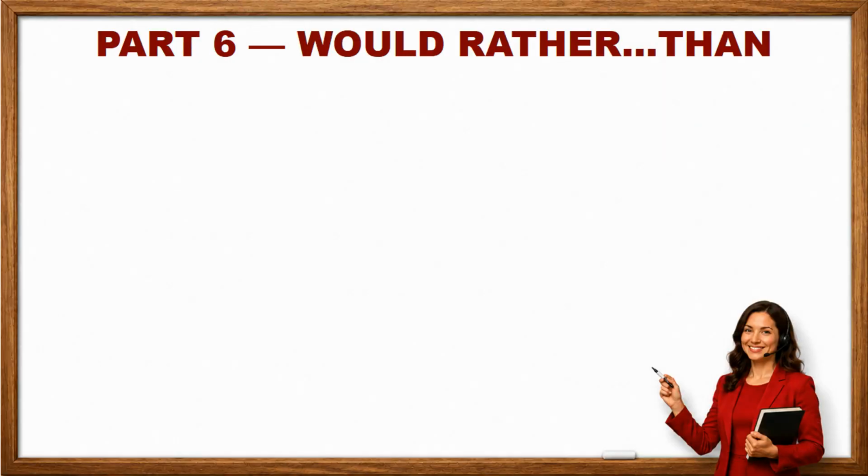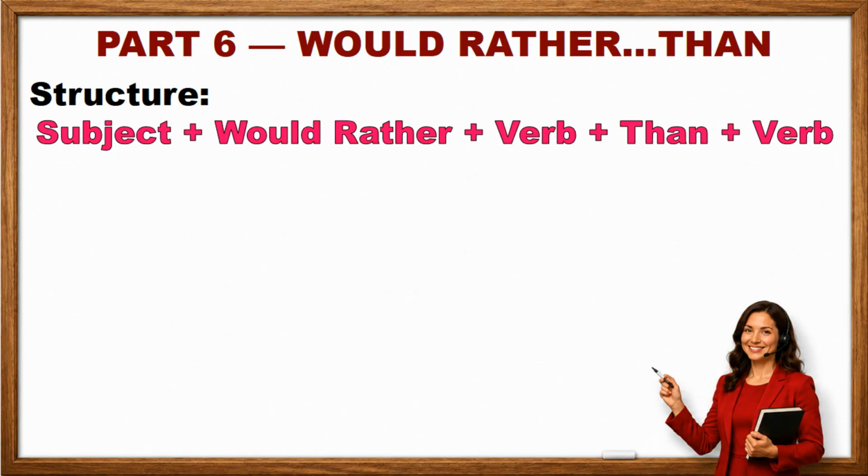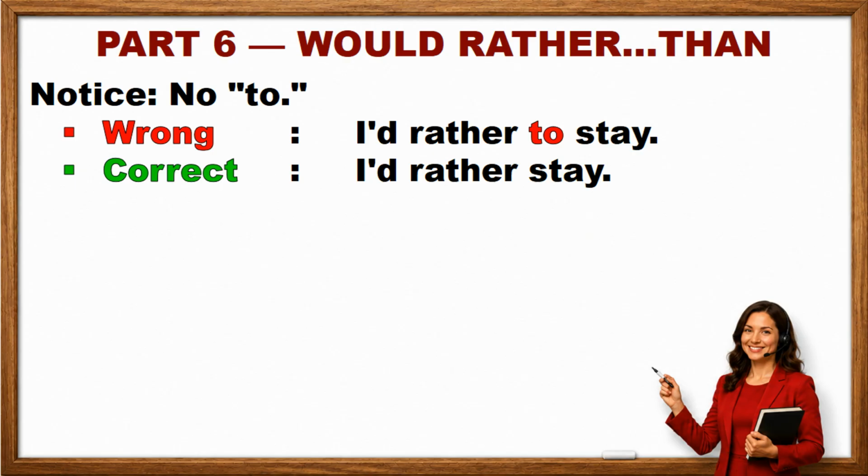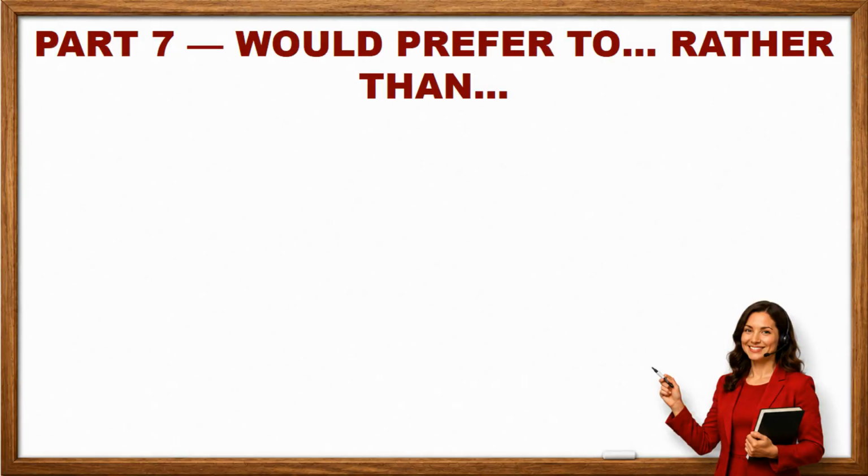Part 6. Would rather, than. Now we're talking about specific situations. Structure. Subject plus would rather plus verb plus than plus verb. Examples. I'd rather stay home than go outside. She'd rather study than watch television. They'd rather walk than drive. Notice. No to. Wrong. I'd rather to stay. Correct. I'd rather stay.